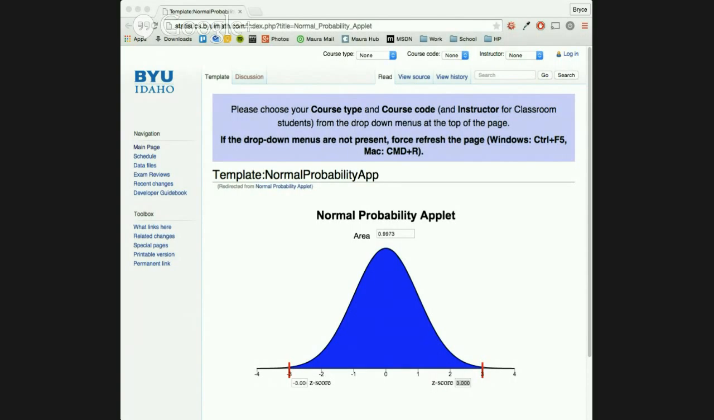Okay. And then the same thing for -3 and 3. 0.997. Yeah, that is consistent.